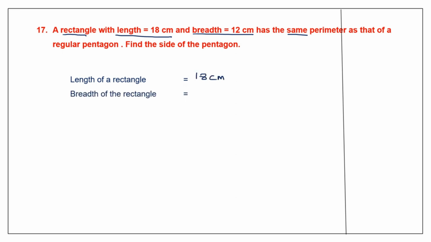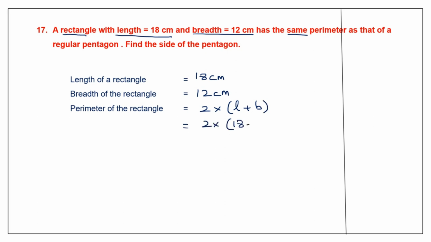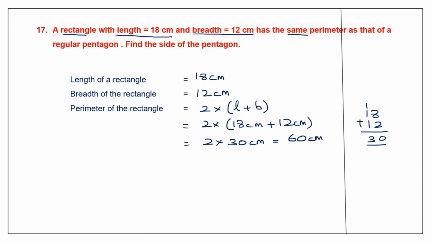The breadth is 12 centimeters. Perimeter, the formula is 2 into length plus breadth, which is 2 into length is 18 centimeters and breadth is 12 centimeters. So that will be 2 into 18 plus 12. Let's add it up. 18 plus 12. 8 plus 2 is 10. Carry 1. We have 3 here. 2 into 30 centimeters. 2 into 30 is 60. So we have 60 centimeters. So the perimeter of the rectangle we have found to be 60.